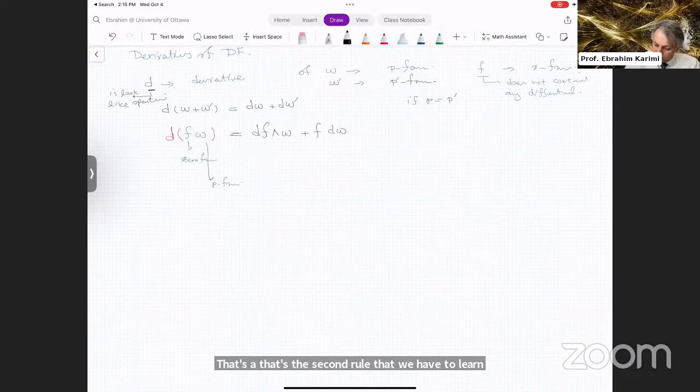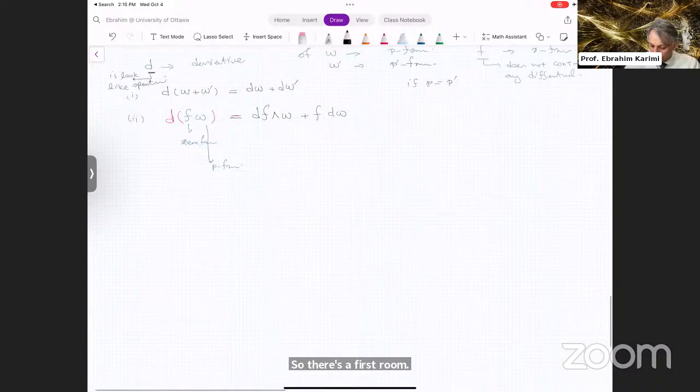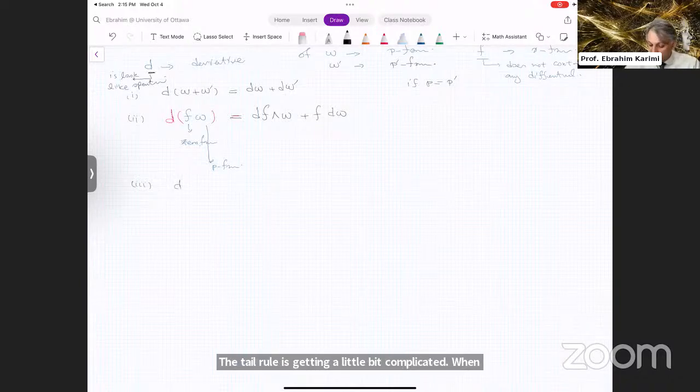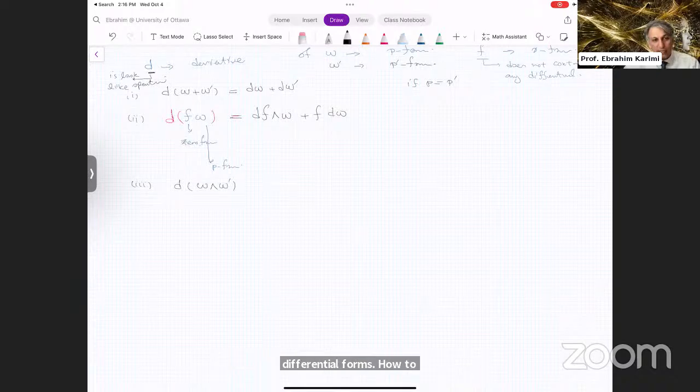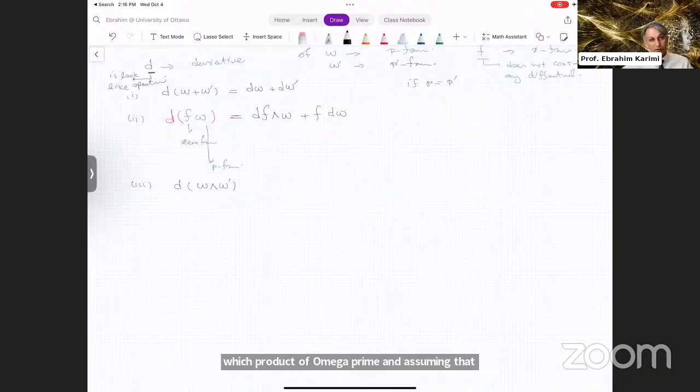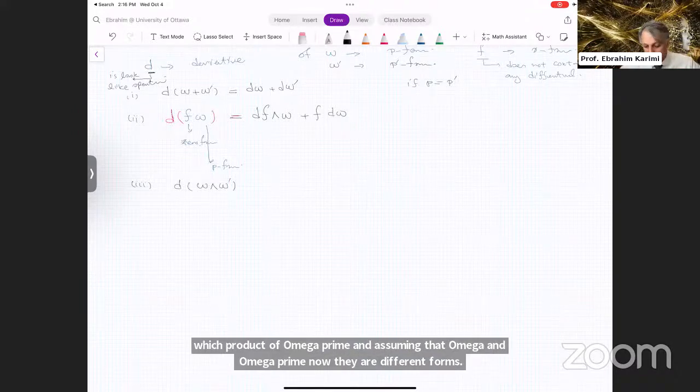So that's the first rule. That's the second rule. The third rule is getting a little bit complicated. When you take the derivative not of the sum of two differential forms, but of the product of two differential forms, how do you take the derivative of omega wedge omega prime? Assuming omega and omega prime are different forms, one of them is a p-form, the other one is a p prime form.